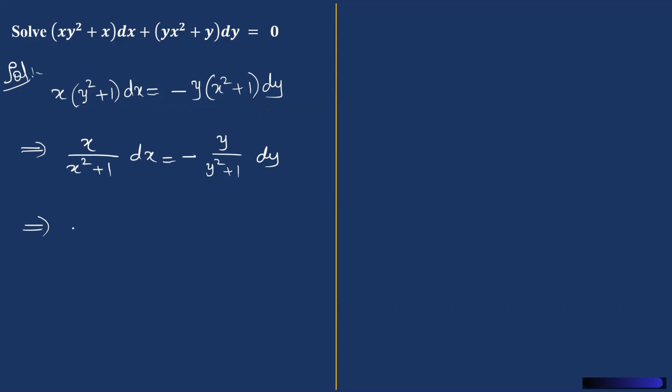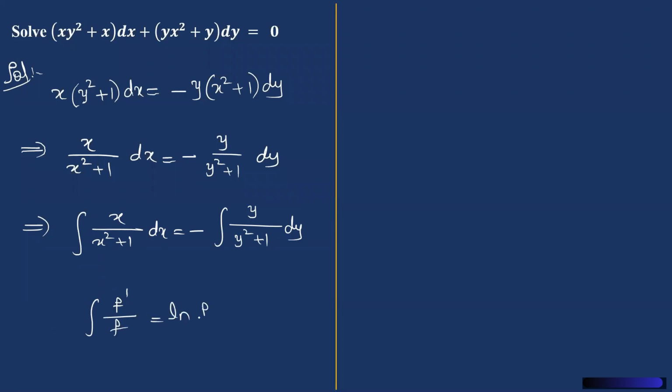Now see, I'm just trying to integrate this on both sides. So the integration of x/(x² + 1) dx is equal to, I'm writing this minus as it is, the integration of y/(y² + 1) dy. Right? See, again, I remember this formula. When it is the integration of f′/f, its integration is log f, isn't it? I still remember this formula.